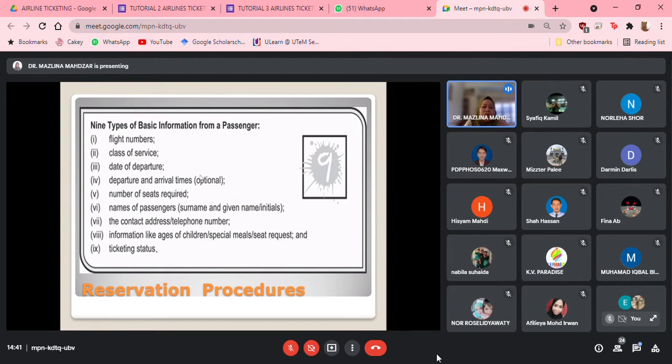Jadi you have to make sure the name must be spelled correctly, the title and the ages of your customer. Yang seterusnya lah, information like ages of children, whether or not your passenger asked to make some certain requests such as meal request, ataupun seat request, dia nak duduk aisle seat ke.